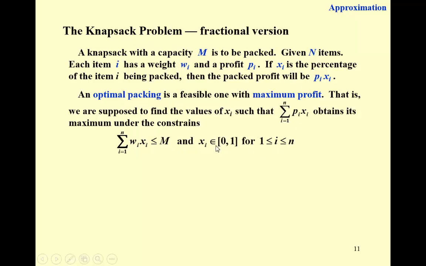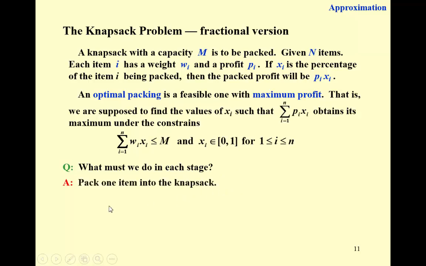To apply the greedy algorithm to solve this problem, step 1, we must determine what we must do in each stage. We're supposed to solve this problem stage by stage, right? So what is the definition of a stage? That is to pack one item into the knapsack, right? So we pack items one by one into the knapsack.